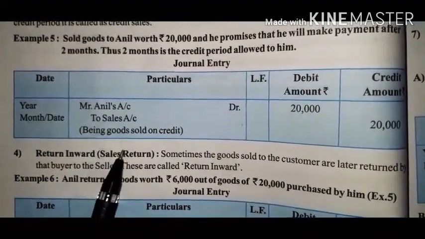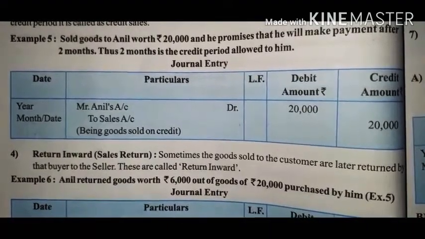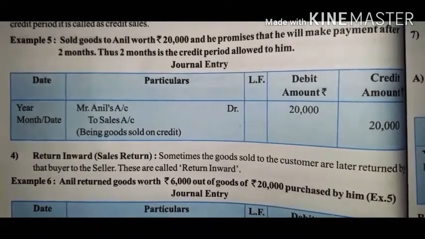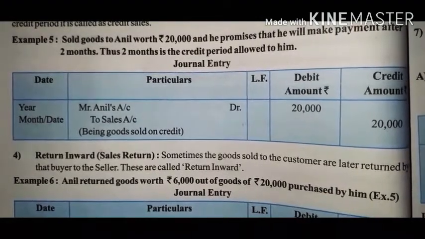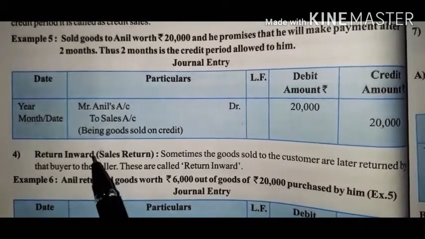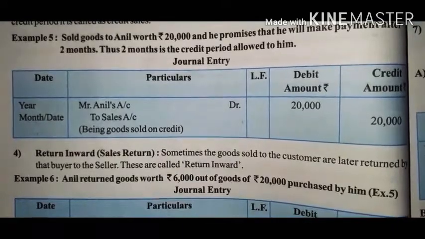The narration of the transaction, being goods sold on credit. Very simple transaction. This is a credit transaction, so in a direct way you can write down the narration.